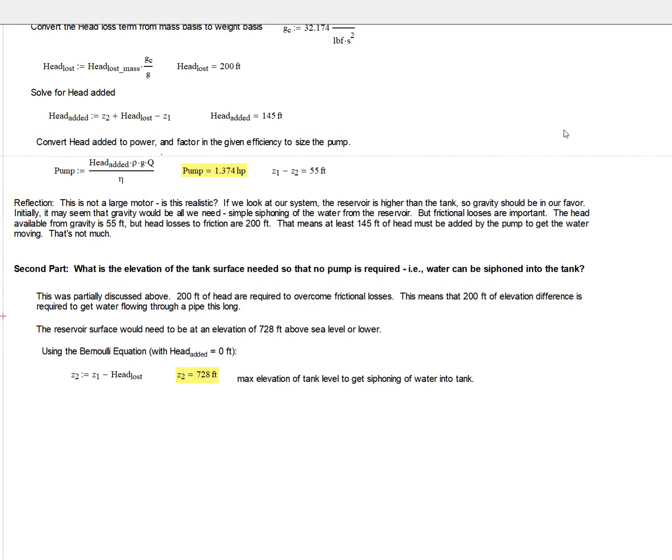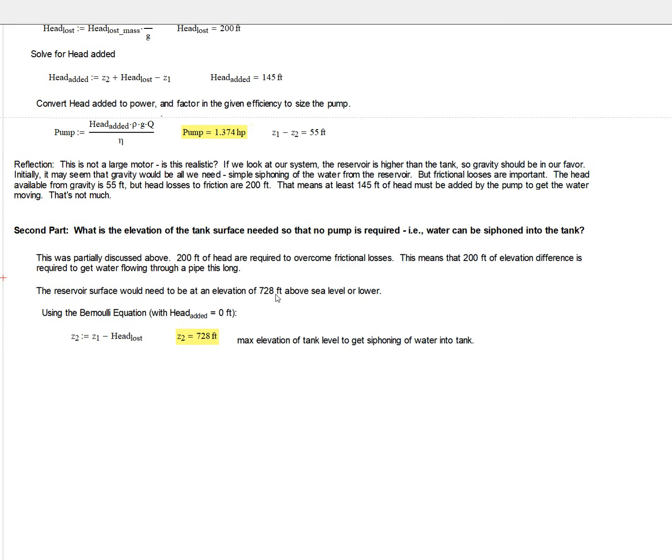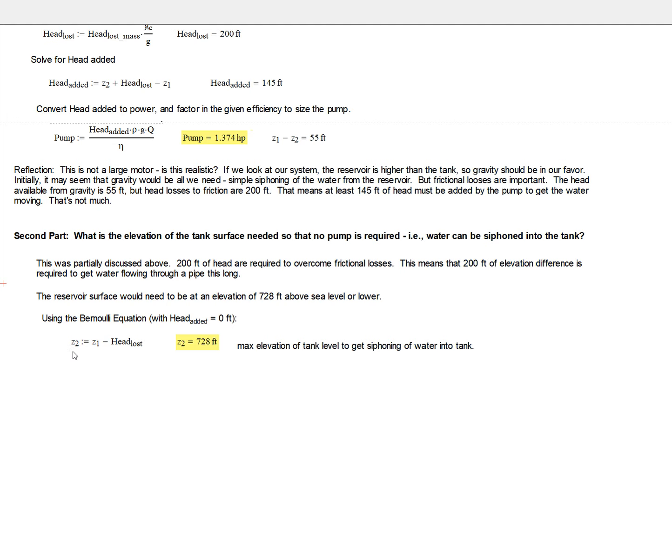And so you can kind of think through that in a more qualitative approach, or you could actually go through the Bernoulli equation, and what it would give us is that Z2 is equal to Z1 minus head loss. And you can go through and convince yourself of that derivation, and we get Z2 is equal to 728 feet.